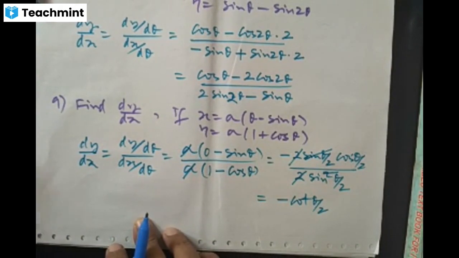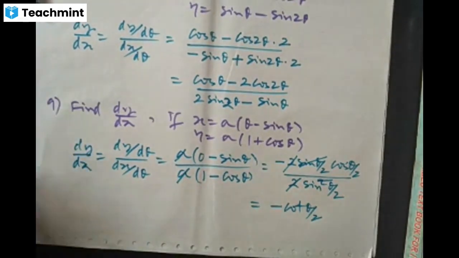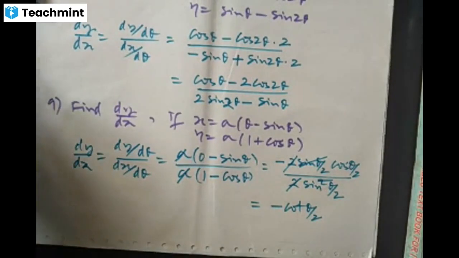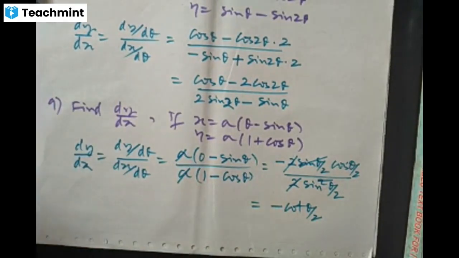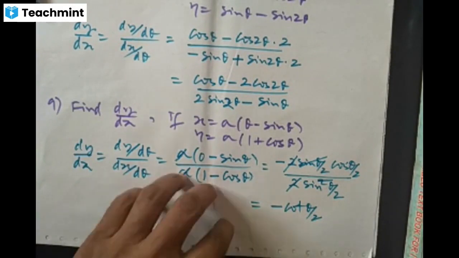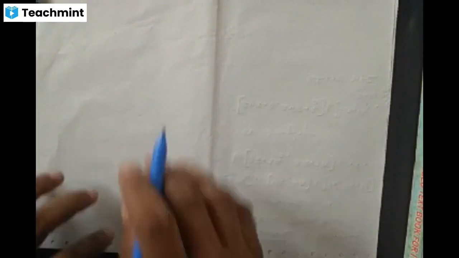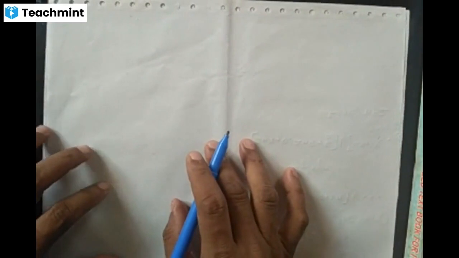Right? We get minus cot theta by 2. Next, we shall move on to the 10th one. 10th one is a very important problem. Problem number 10.